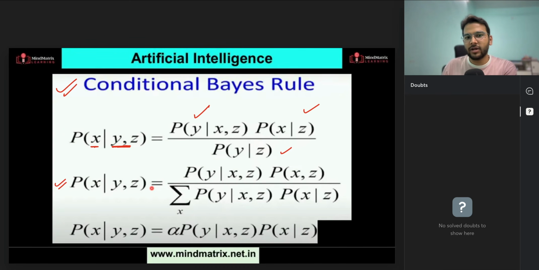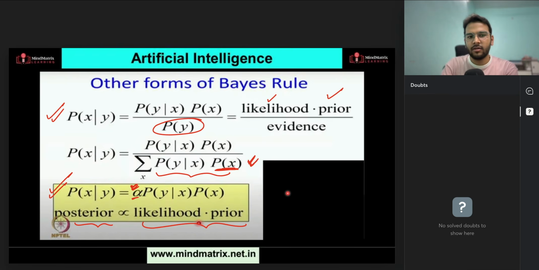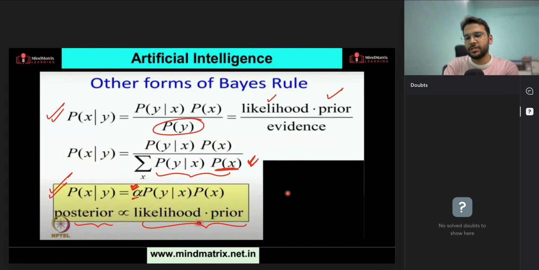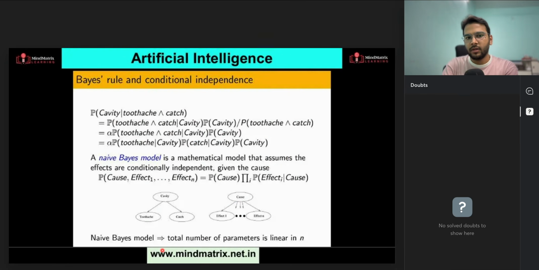Then you can just write it like this. This will be your evidence, that means the total probability. You just ignore this term and you get this by introducing the normalizing constant. Again, the same thing is done here, nothing else. Here they are talking about three random variables. Here you just have two random variables.